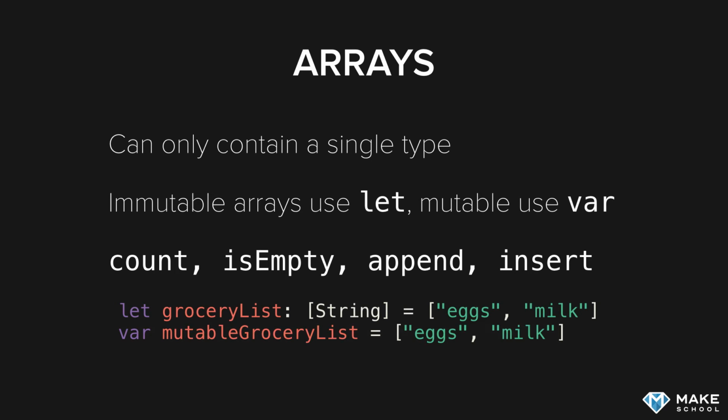Accessing a specific element of an array looks a lot like it does in other languages. We give the variable name of the array we want to access, and then inside brackets we put the index of the element we want to access. And Swift has a 0-indexed array system, so that means that this example here is accessing the first or 0th element of the mutable grocery list array. This means that item is going to be set to eggs.